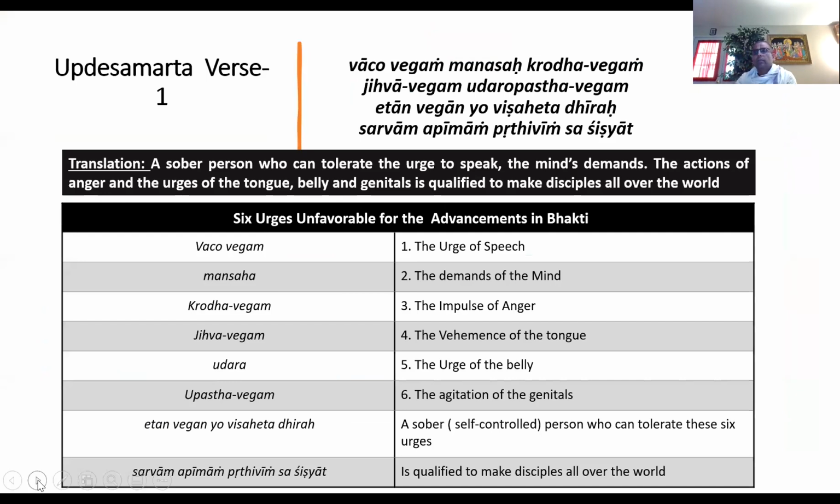And then we also went through the first verse, Vacho Vegam, Manasah Krodha Vegam, Jihva Vegam, Udaropastha Vegam, Etan Vegan Yo Vishaheta Dhirah, Sarvam Apimam Prithivim Sa Shishyat. So we went through this verse that says that there are 6 urges which are unfavorable to advancement in bhakti.